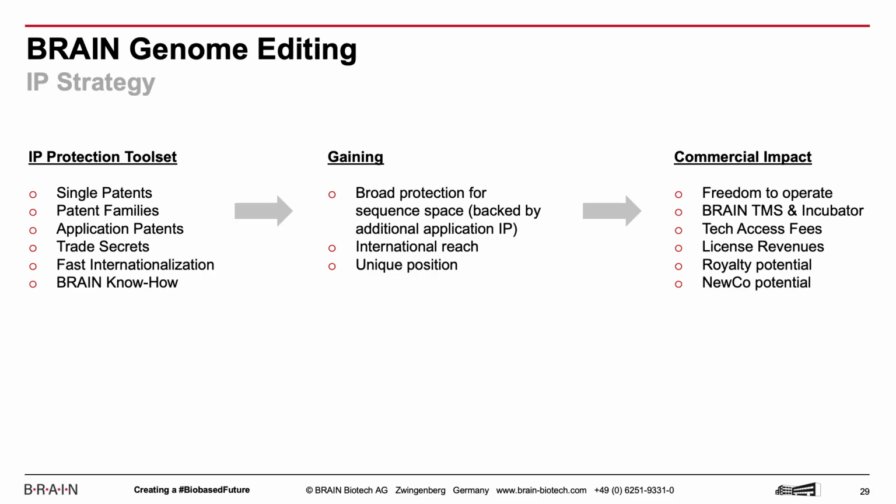Last but not least, of course, what could be the commercial impact of this? First of all, a big selling point is freedom to operate. So we are the only ones that are allowed to work with this protein. So we could use this in our TMS business, but also in our internal projects and our collaboration projects. And then, of course, we are able to monetize this by the generation of revenue, for example, by tech access fee, license royalties, license revenues, royalty potential, and in the end, also the potential to spin this out as a newco to mainly focus on the development and further application fields for our BRAIN Engineered Cas protein.